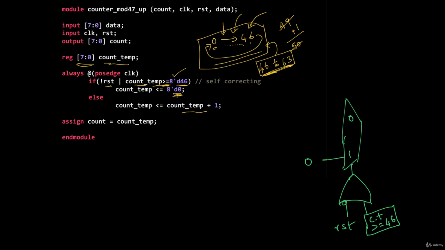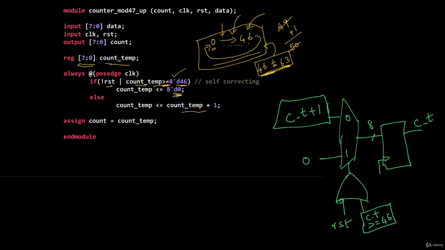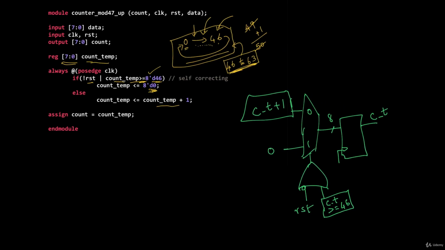If these two cases are not true, then c underscore t plus 1 will be assigned to the flip-flop, which holds count underscore temp. Right, so this is going to be the hardware for the mod counter.